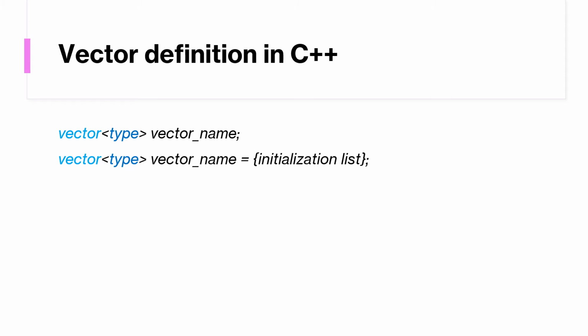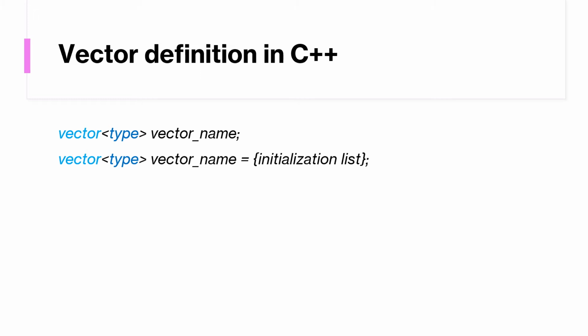So how do we define a vector in C++? We put the keyword vector, and then in what's called diamond notation, you put an angle bracket, a type name, and another angle bracket. Where type could be double, int, string. You could have a vector of vectors. Any valid type can go inside those angle brackets.